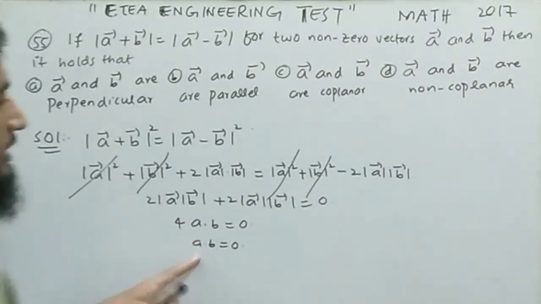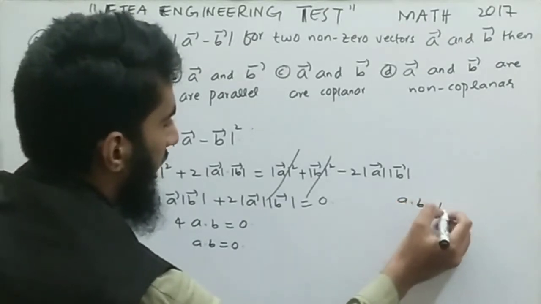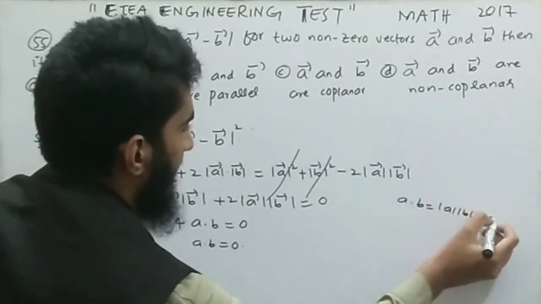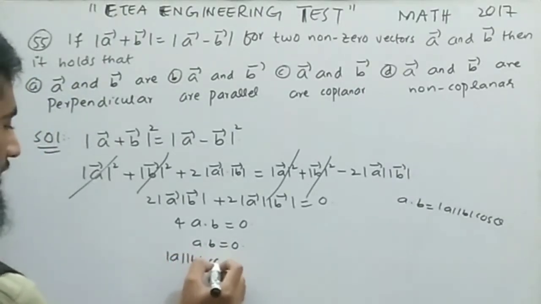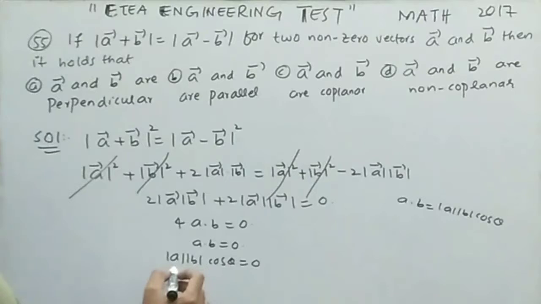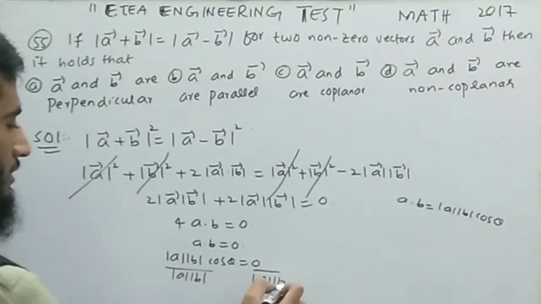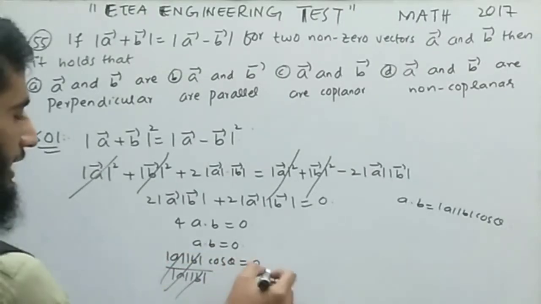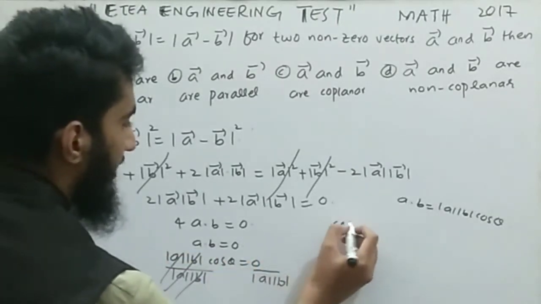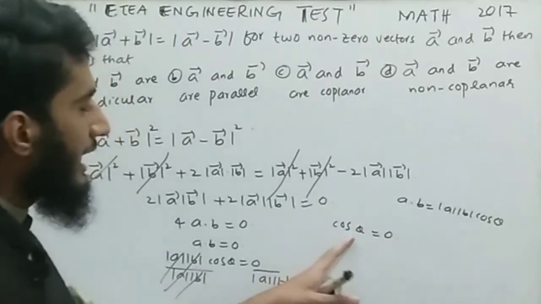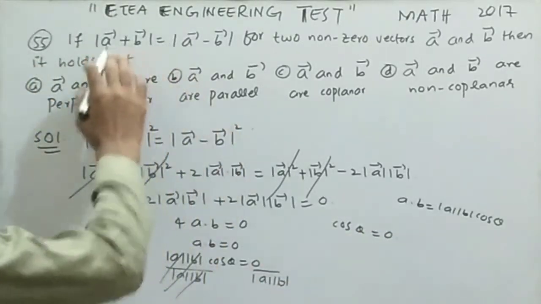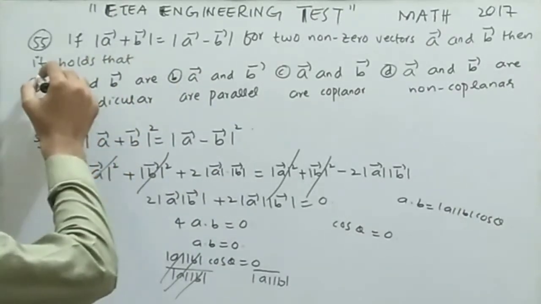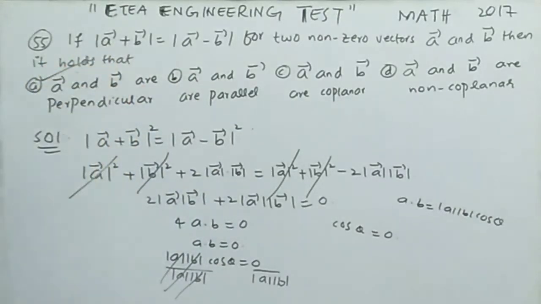Now you know that A dot B is actually equal to A magnitude, B magnitude and cos of theta. So put over here A magnitude, B magnitude and cos theta is equal to 0. Now divide both sides by A magnitude and B magnitude. So on this side they cancel with each other, and on this side we are left with 0. So cos of theta is equal to 0. Remember, cos of theta is equal to 0 when the angle is 90. So it means that both the vectors are perpendicular to each other. So the correct option for this MCQ is option number A.